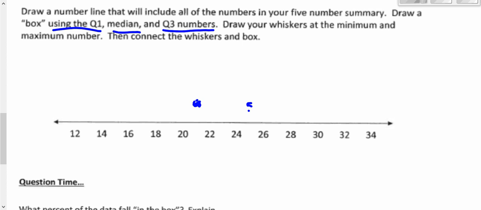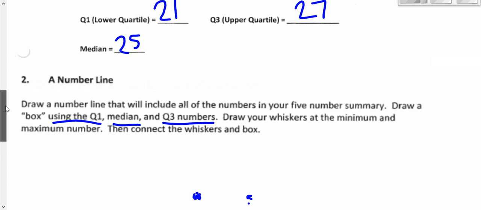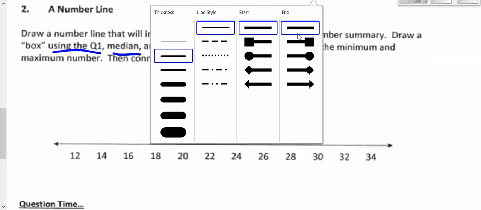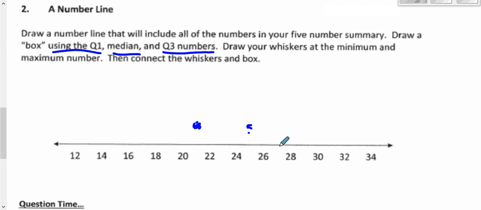And then our Q3 was 27, so I'm actually just going to make this thicker, and I'm going to put a dot at 27, which is right up here. And I'm going to go fix this dot and this dot. Okay, so I've got my 3 points there.